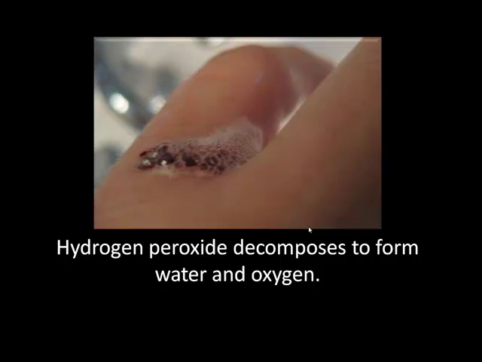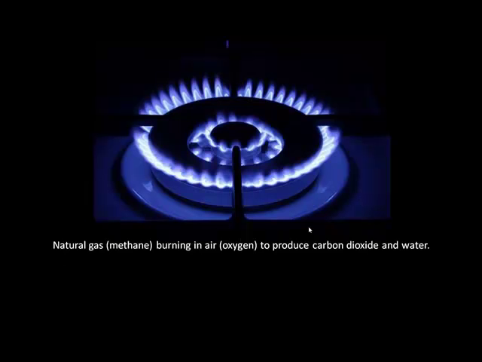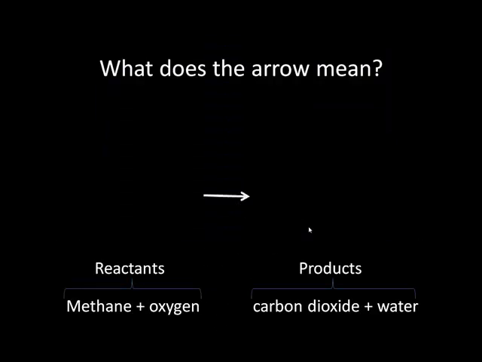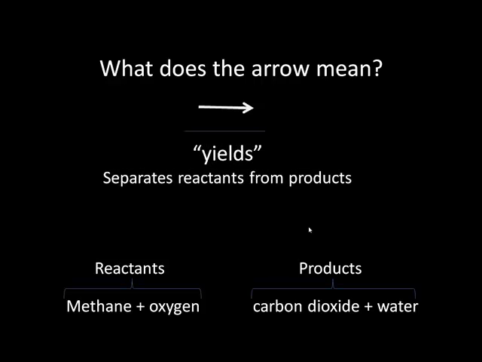The first step in the process of condensing descriptions of reactions into chemical equations is to recognize and name all of the reactants and products that are involved in the reaction. In this example, methane and O2 react to form carbon dioxide and water. The way we represent the reaction taking place is through the use of the arrow. The arrow really means yields or reacts to form. And it signals the changing over from reactants to the products.